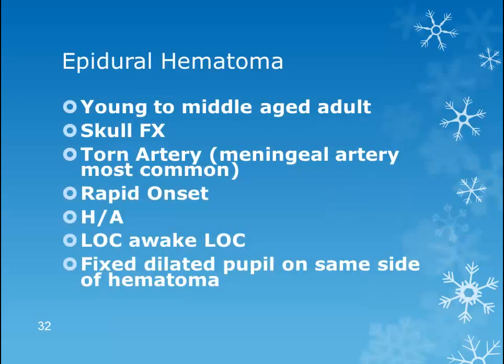Epidural hematoma, a specific type of traumatic brain injury, occurs mainly in young to middle-aged adults, related to skull fractures, possible torn artery; meningeal injury is most common. Rapid onset, associated with a headache, loss of consciousness, awake, and then loss of consciousness occurs. Fixed dilated pupil on the same side of the hematoma.